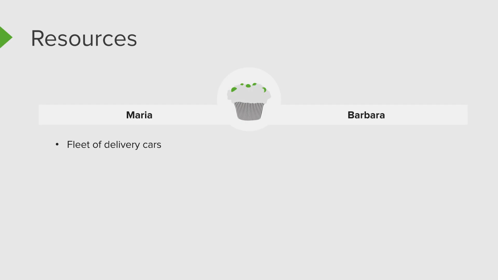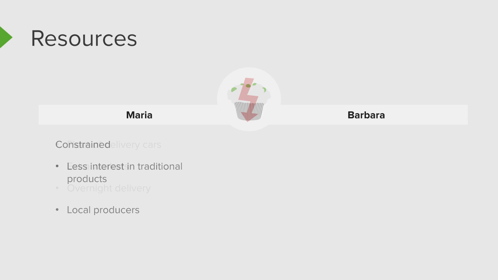Now, Maria has a fleet of delivery trucks. She has extra workers. They can work overnight. They can do the overnight deliveries. She can call on local producers to fulfill orders. However, she's constrained by 2 things: less interest in traditional products and increased profit margin in designer goods.